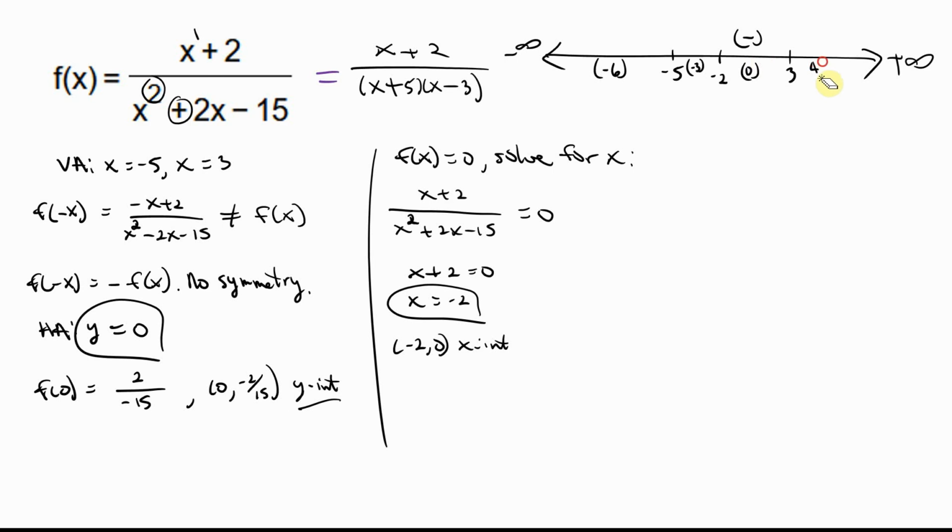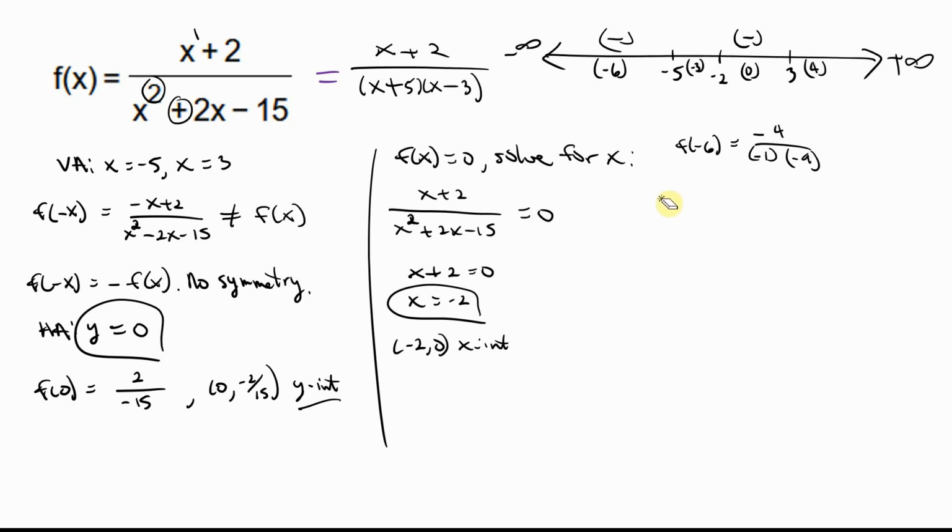Then let's test easy numbers, numbers close to those values. So when you test the -6, I look at what's factored. So f of -6 is equal to -6 plus 2 is -4, over -6 plus 5 is -1, and -6 minus 3 is -9. Three negatives, we get negative. Negative divided by negative is positive, times a negative is negative.